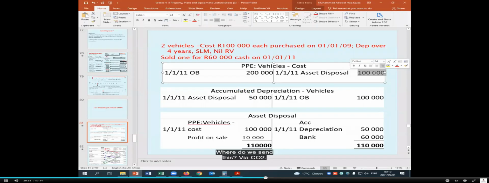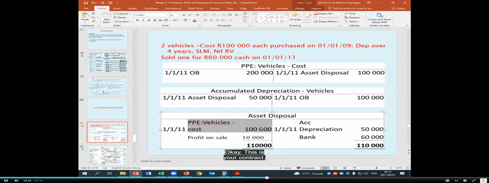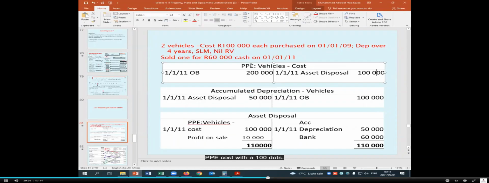Where do we send this vehicle to? We send it to the asset disposal account. Okay, this is your contra account. So you debit asset disposal with 100,000 and credit PPE cost with 100,000. Okay.